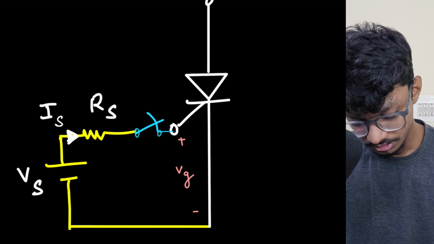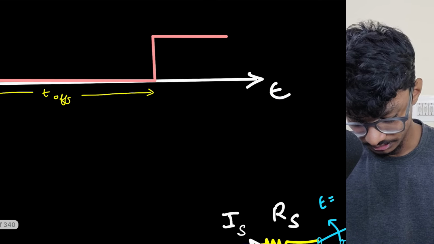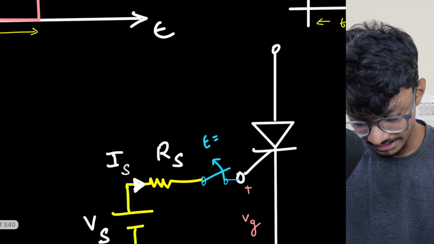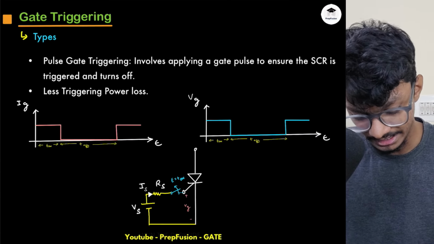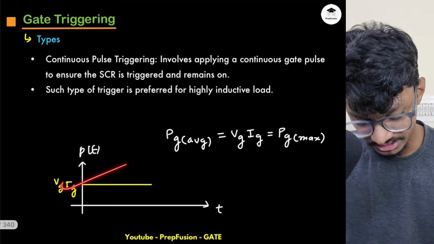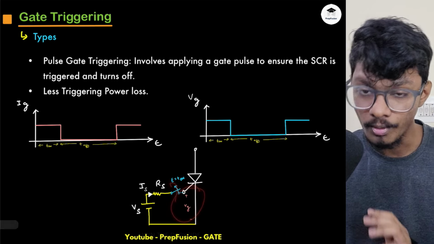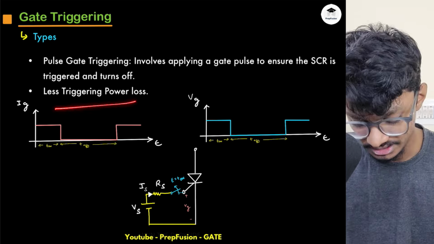There will be a switch here which will be turned off at t equals small t on, because after that the SCR has reached its latching current and I don't need to provide the gate supply. In this case there is no switch like that, the gate current is continuous, but here I turn it off, so no power gets dissipated in the gate, so I am preserving my power. Okay, so less triggering power loss.